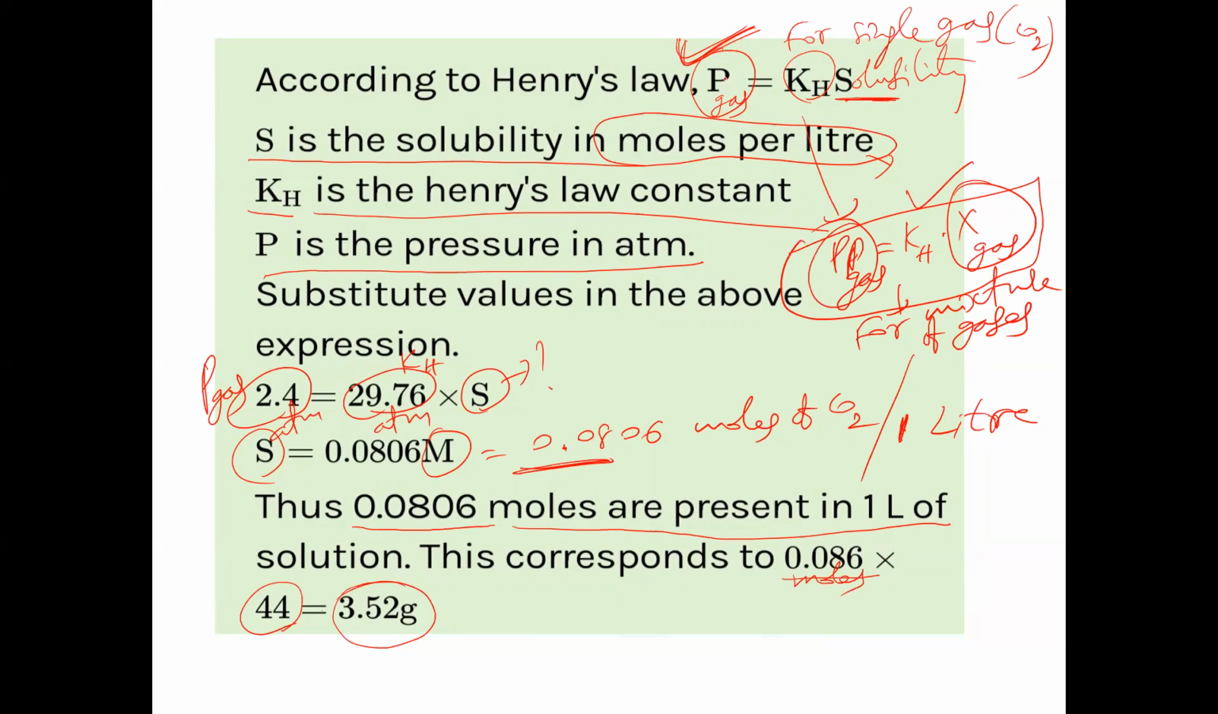But here we are dissolving only CO2 in the problem. In the given problem, only CO2 gas is dissolved in water. Only a single gas we have considered. That's why we use the formula: pressure of the gas equals Henry's law constant times the solubility. The solubility we get in moles per liter, that is, how many moles we have in 1 liter. That is the difference between a mixture of gases and a single gas.